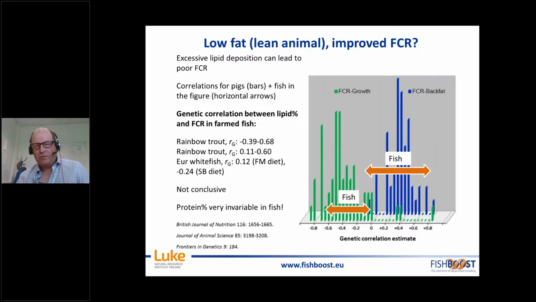What is very important to note here is that I talk about lipid deposition and not protein deposition itself. The reason is that in fish, the genetic variation in lipid deposition is extremely high, even higher than for growth. It means that it's easy to change the lipid deposition, whereas the protein percentage itself is much, much less variable in fish.